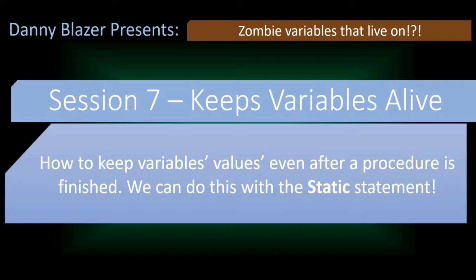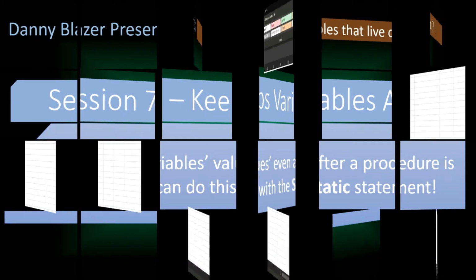This is Danny Blazer. We're going to be learning about what I subtitled as zombie variables. This is session 7. We're going to learn how to keep variables alive. We're going to be able to maintain their values even after a procedure is finished, because as we all know, they get destroyed when either the user form is closed or a procedure or function is finished. Everything gets destroyed. But if, instead of dimming them, we use the static statement, we'll be able to maintain them with some limitations, but I'll explain all that as we go. All right, let's get started.